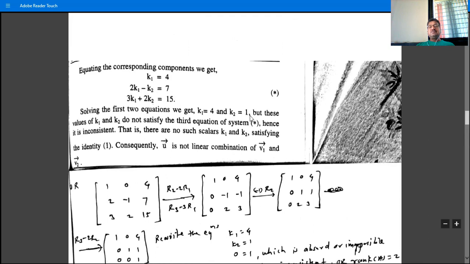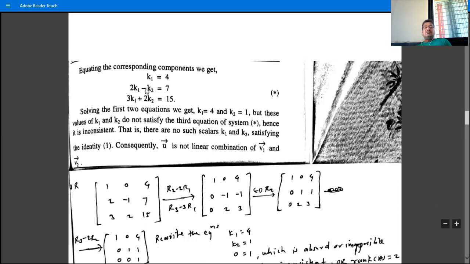So we have K2 is 1. But if we substitute these values of K1 as 4 and K2 as 1, so what do we have? 3 into 4 is 12 plus 2 into 1 is 2. So that is, we have 14 as the answer. But 14 is not equal to 50. So these K1 and K2 do not satisfy the third equation of this system, and hence the system is inconsistent.